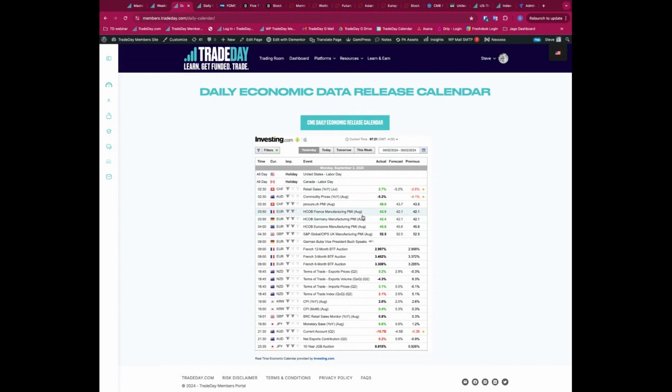If we step into yesterday's calendar, you see the PMI data for Europe here. It all comes from S&P Global, but they have different branches. So you've got the HCOB S&P Global data for Europe and the UK. You can see in here for the Eurozone, France, Germany, and the Eurozone as a whole, all beating expectations yesterday, but with the UK coming in line with expectations.